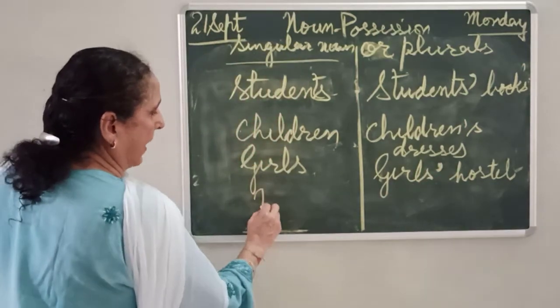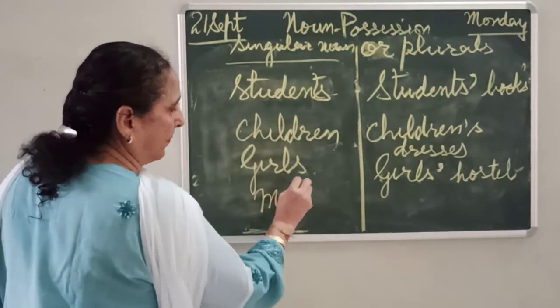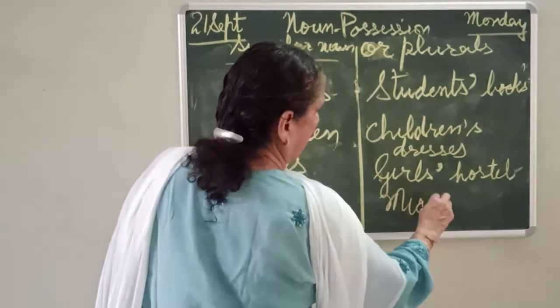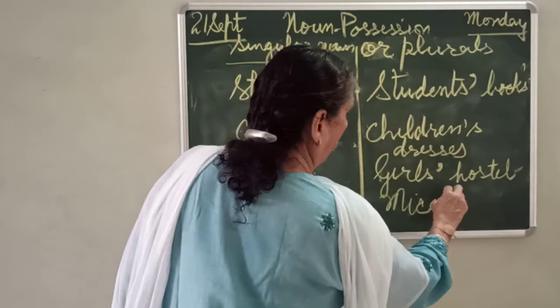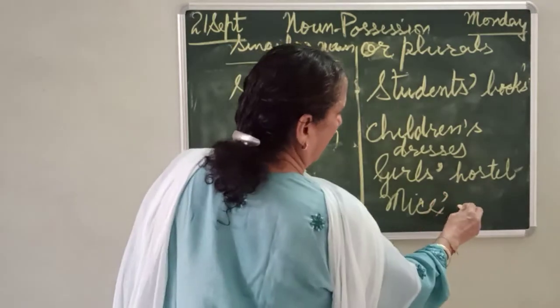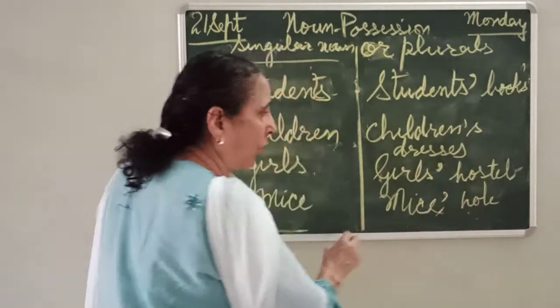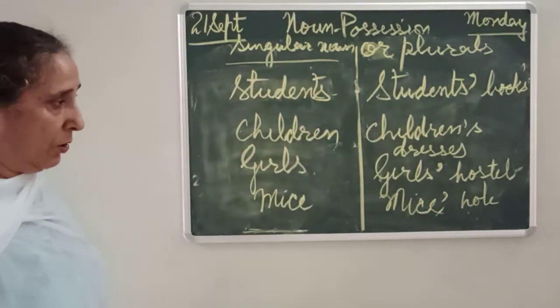See, mice itself is a plural. So when you write mice, show the possession with only an apostrophe. Mice's hole. It means this hole belongs to all the mice. All the mice go in this hole.